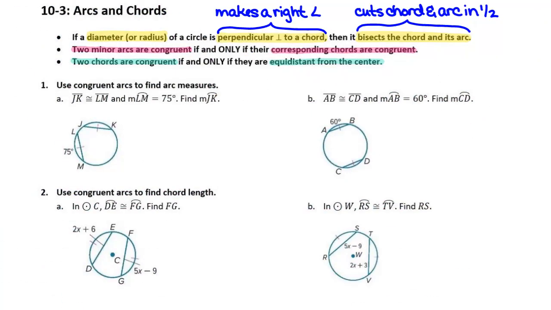All right. Let's see what we can do with this now. For the first two problems, number one, parts A and B, number two, parts A and B, we're going to be looking at this second property right here. Two minor arcs are congruent if and only if the corresponding chords are congruent. So if two arcs are congruent, the two chords are congruent. If two chords are congruent, then the two minor arcs are congruent.